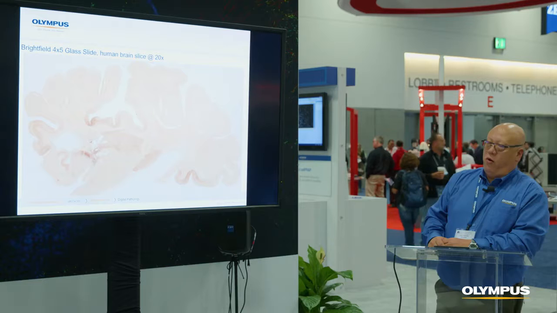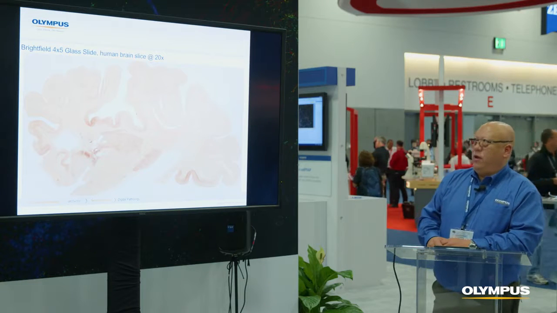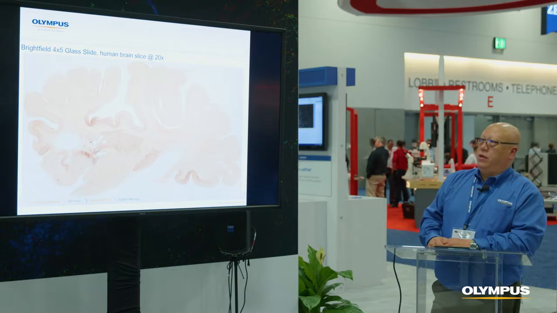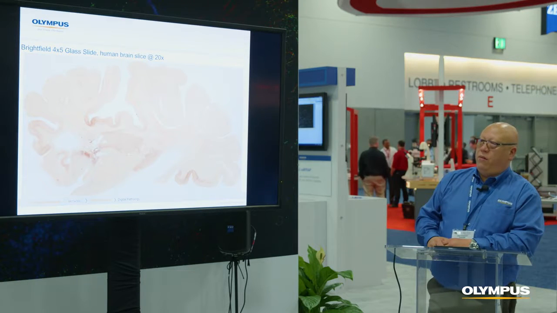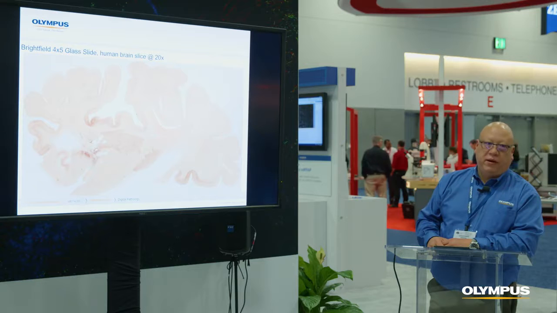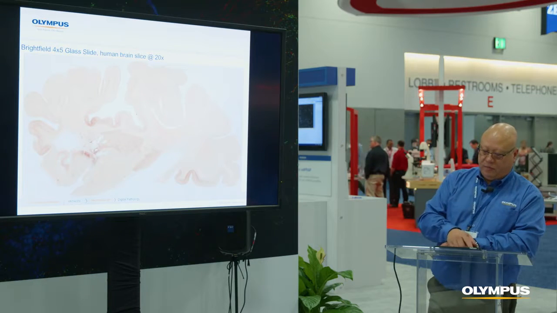This is an example of a 4x5 slide with a human brain slice, and this also was a very large image, about 100 gigabytes uncompressed, but we have a pixel resolution of 0.32 microns per pixel when you zoom into the image itself.